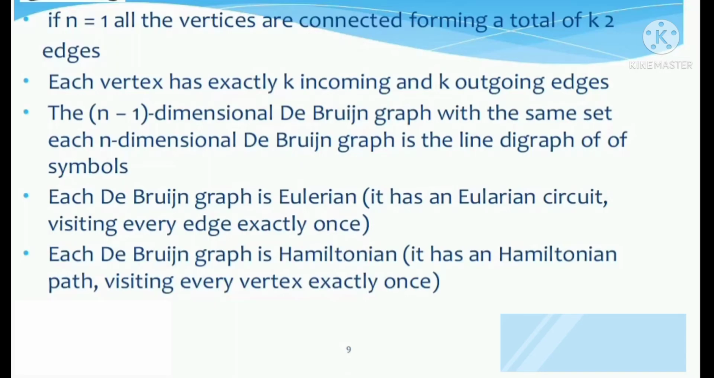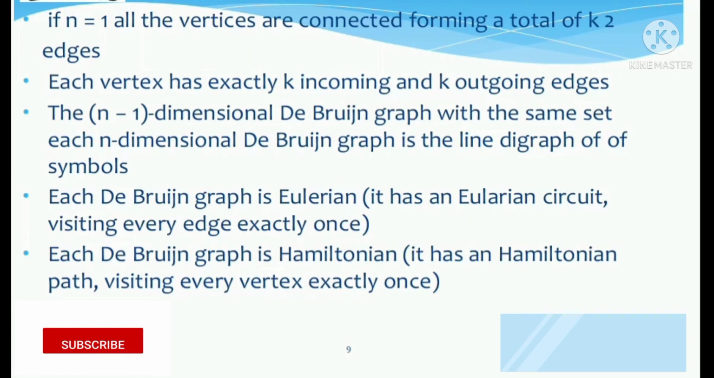Next, de Bruijn graph properties. The first one: if n equals 1, all the vertices are connected, forming a total of k^2 edges. Next, each vertex has exactly k incoming and k outgoing edges. Next, each n-dimensional de Bruijn graph is the line diagram of the (n-1)-dimensional de Bruijn graph with the same set of symbols. Next, each de Bruijn graph is Eulerian, which means it has an Eulerian circuit visiting every edge exactly once.